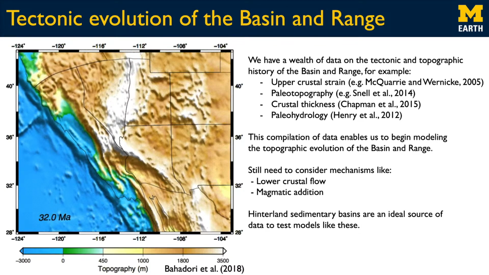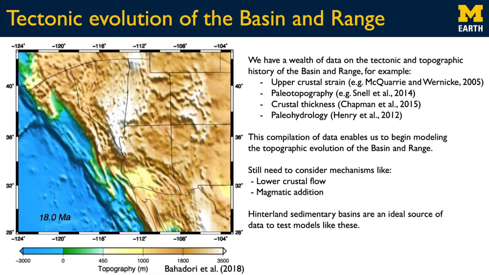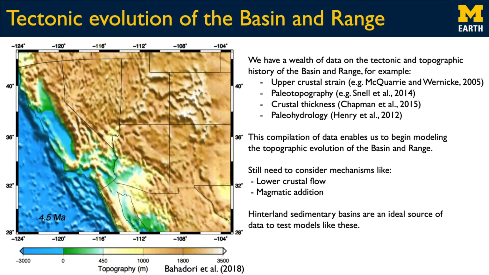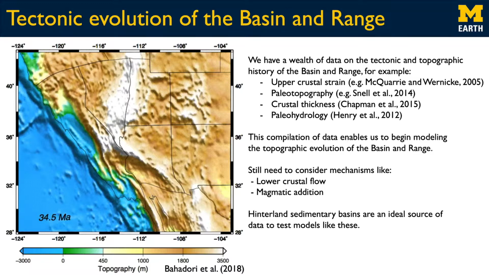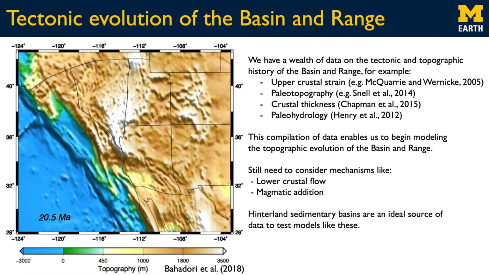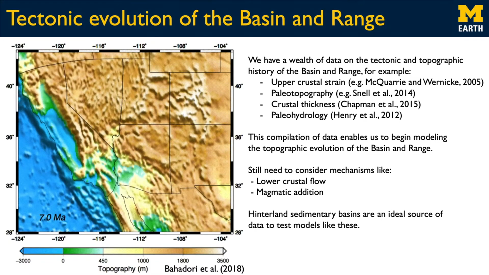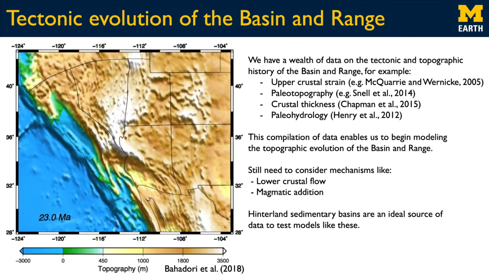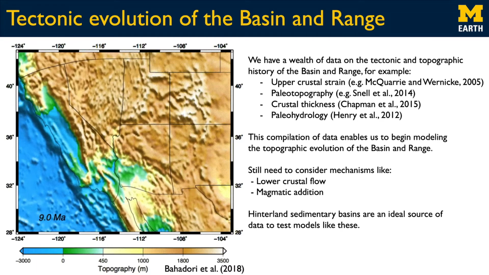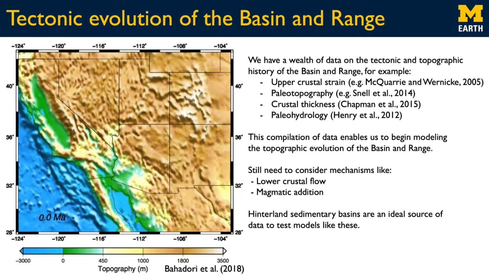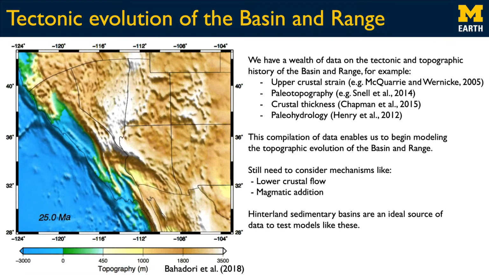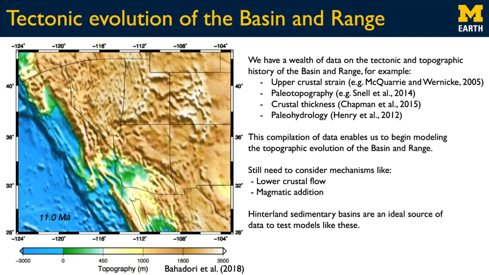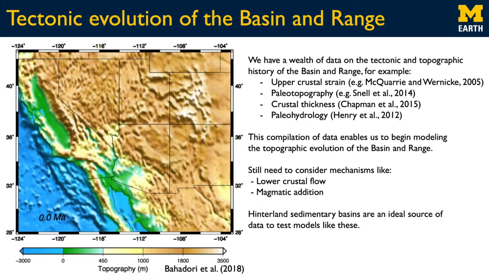So our region of interest is the Basin and Range Extensional Province of Western North America, which, since it's one of the best exposed and most easily accessible areas of continental extension in the world, has attracted an enormous amount of research over the past decades, which has created a lot of data that constrain the tectonic and topographic history as this region has evolved and extended.